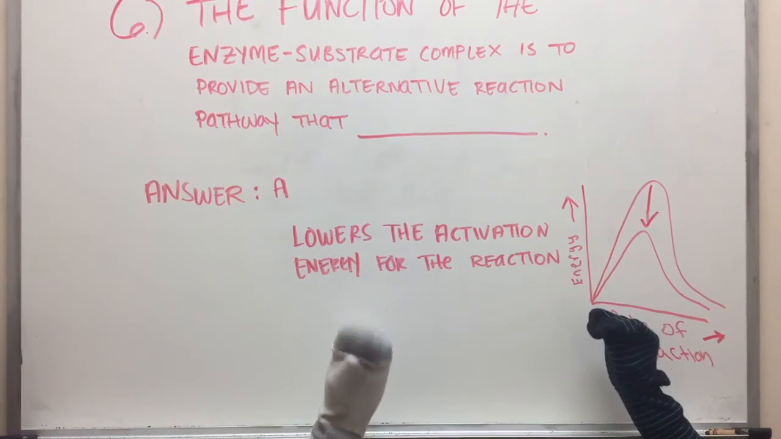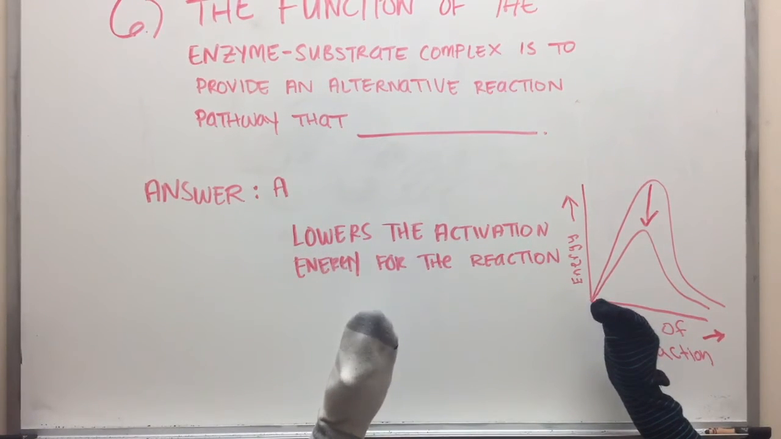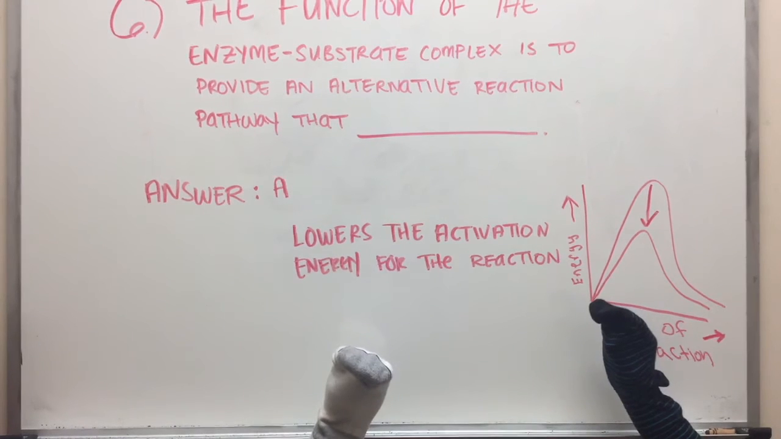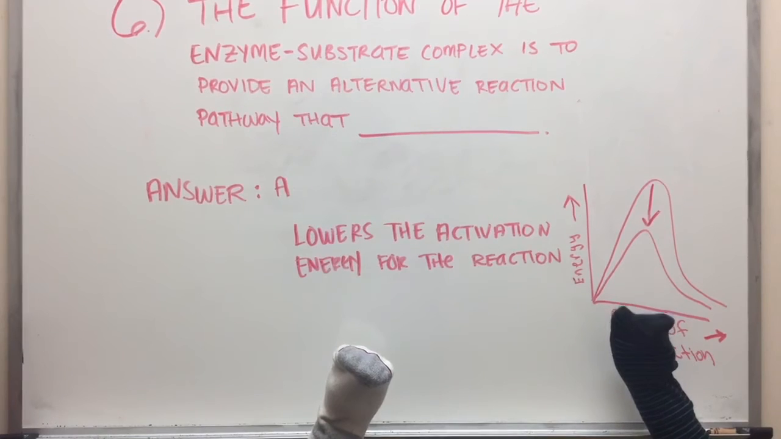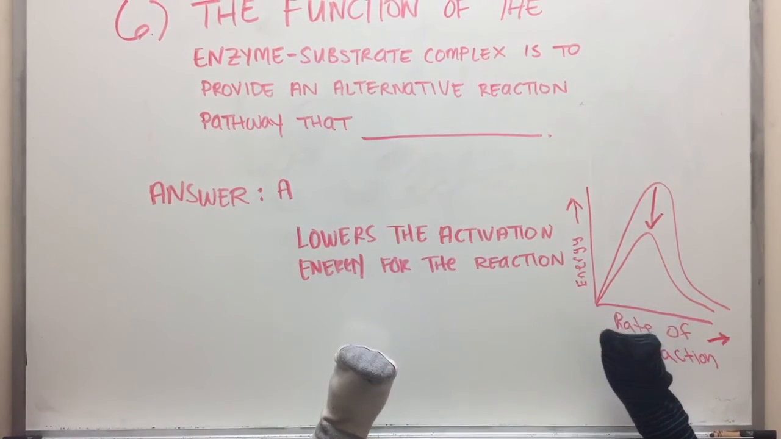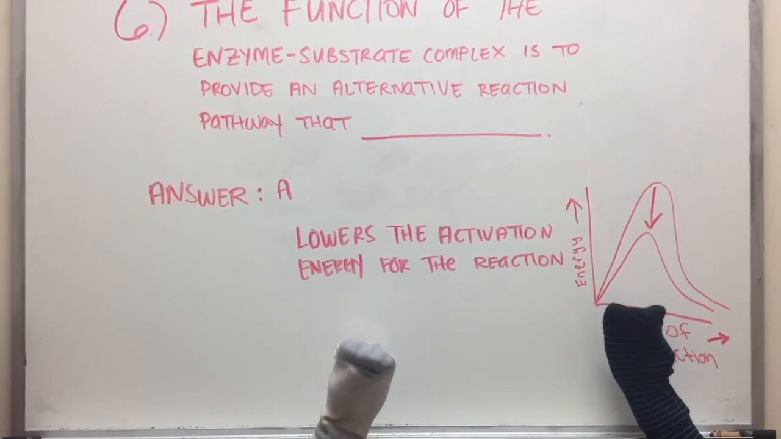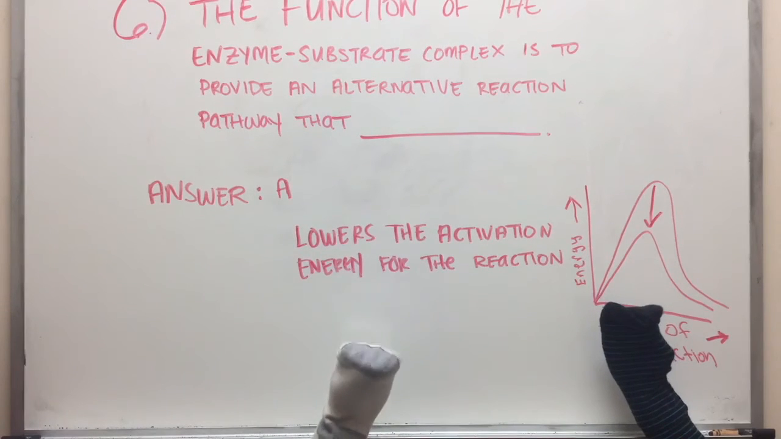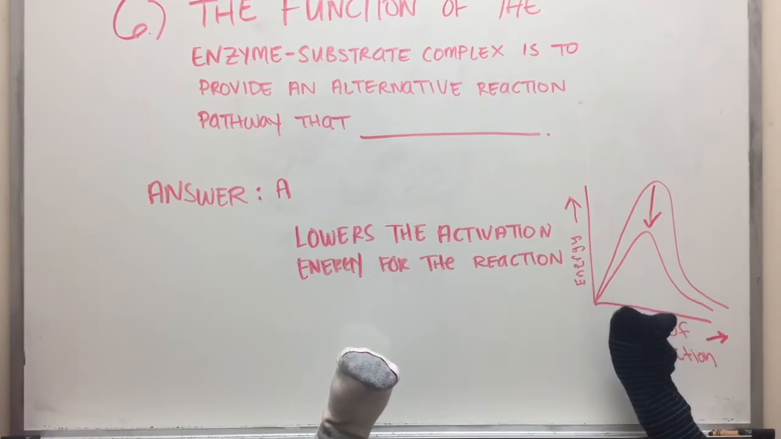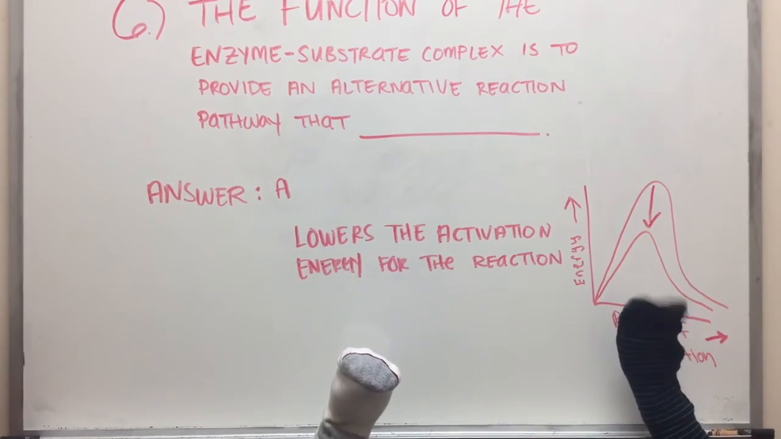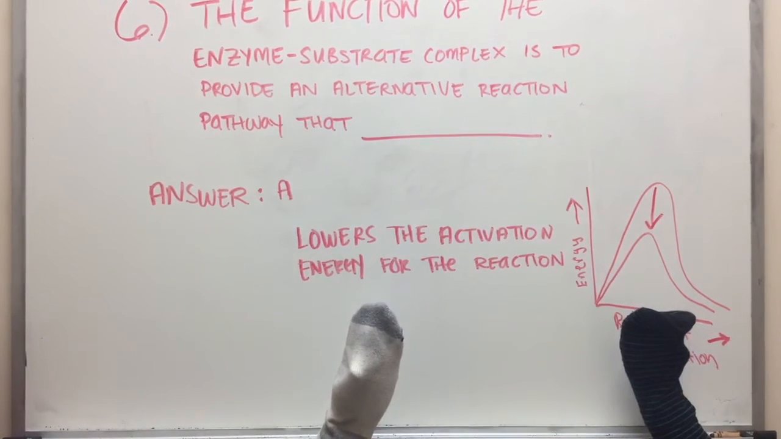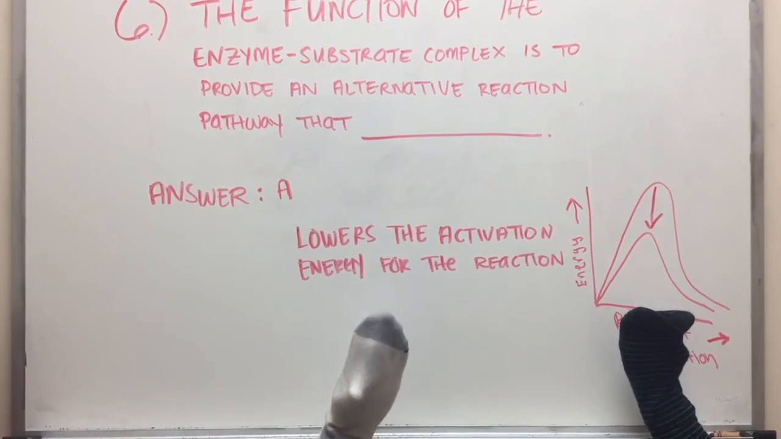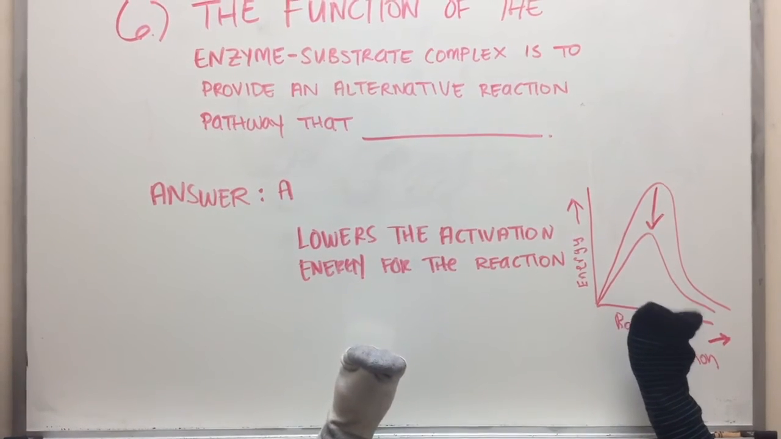Letter E reads, lowers the energy of the products. No, that's not true, because in the enzyme-substrate complex, the energy of the products cannot be altered. Okay, well then it must be this one. D says that it changes the possible product formed. No, in order to change the product, you have to change the reactants. Okay, so then does it change the concentration of the substrate? No, that's also not true.